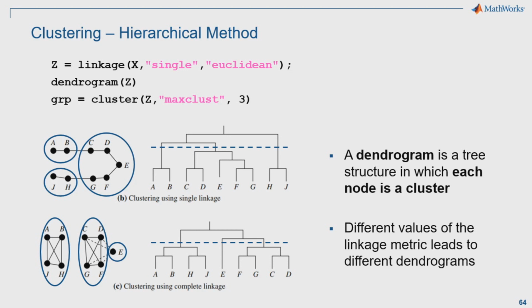You may decide to select a maximum number of clusters, as I expressed here with the function cluster. So if you select a max cluster equal to 3, you would end up with 3 clusters. Automatically the function organized the data points in the 3 clusters according to the dendrogram that you have. Otherwise, you could also select a threshold, and by selecting a threshold, you would find at the output all the clusters that you have for that specific value of the threshold.